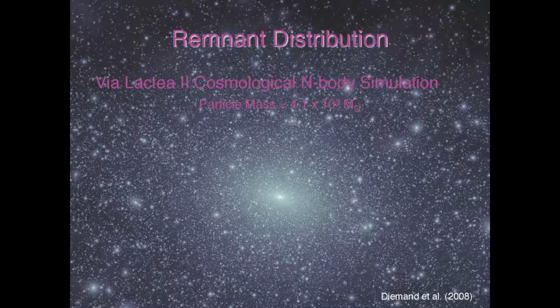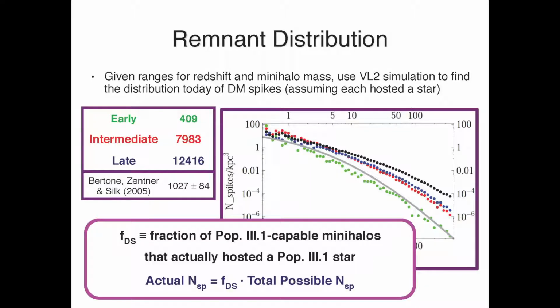This is the Via Lactea 2 cosmological n-body simulation. You can see that it has a particle mass of about 4,000 solar masses. And this was the first simulation of the galactic halo that was able to directly resolve the mini halos where first stars would have formed. So we basically use this to track potentially star-forming mini halos from high redshift, and then figure out the distribution today. So if you give a range for the redshift and mini halo mass, this is the distribution of, we call it dark matter spikes as a function of radius today for our early, intermediate, and late termination of star formation models. And then we compared that also to this analytical model from Bertoni, Zentner, and Silk.